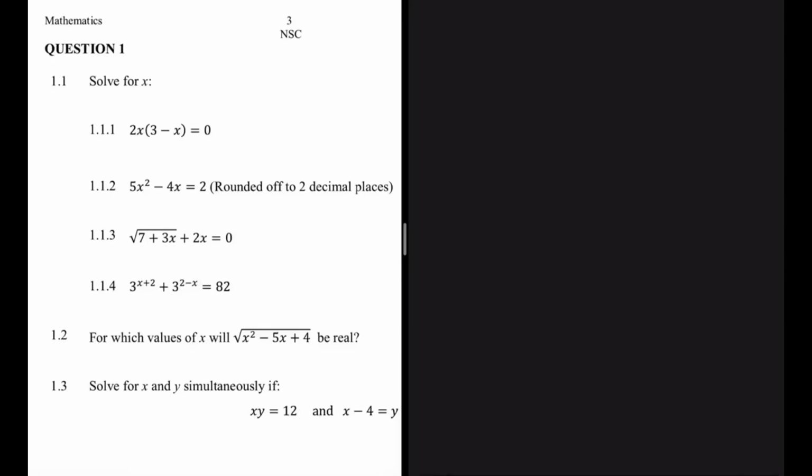2021 grade 12 math trial examination paper, right? So we have this first question here, 1.1.1, which says 2x multiplied by (3 minus x) is equal to 0.